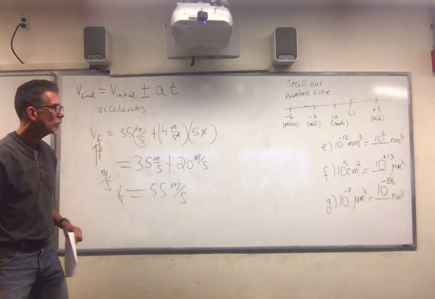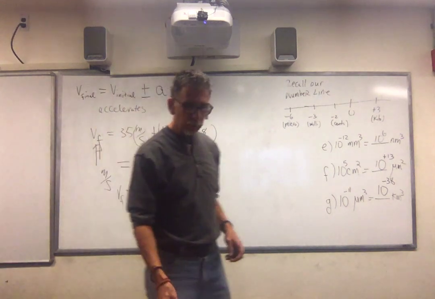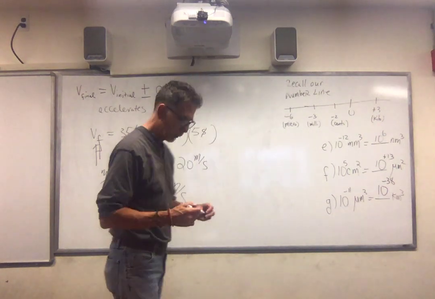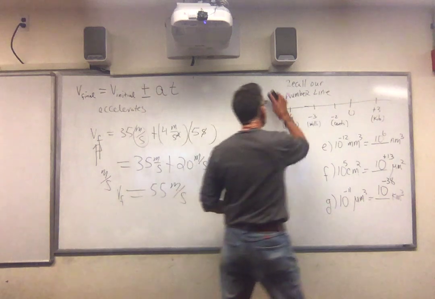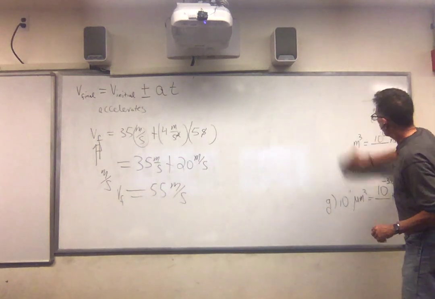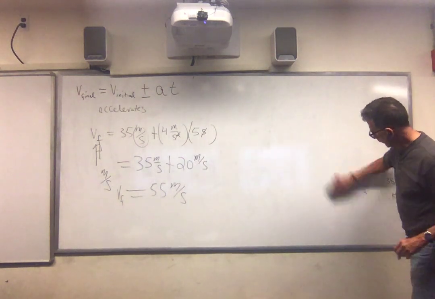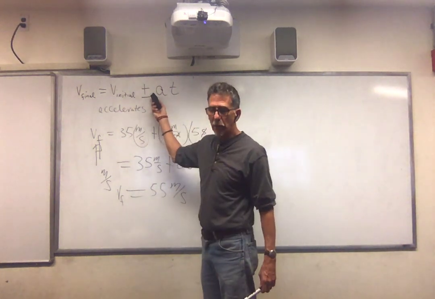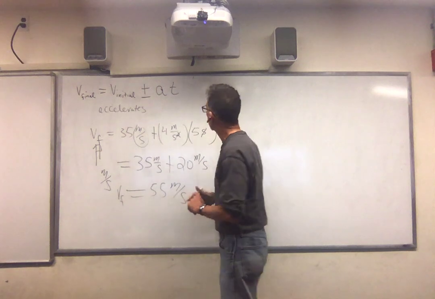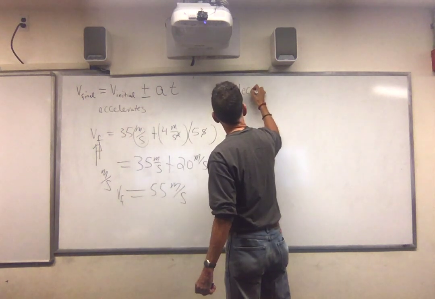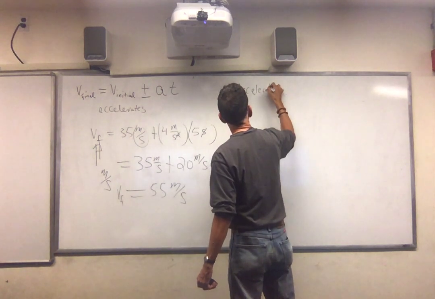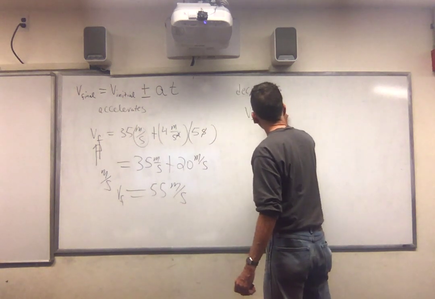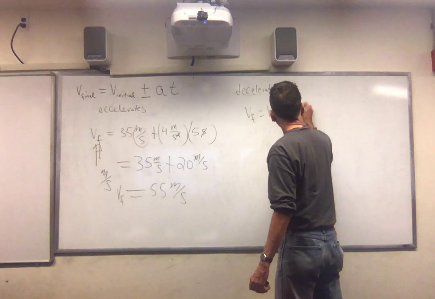Okay? The second part of the problem says, what if you decelerate? Decelerate means you go slower. So, what do we do with this equation? Well, we take the negative sign. Decelerate, we take the negative sign. Decelerates, we're going to take V final is V initial minus AT.